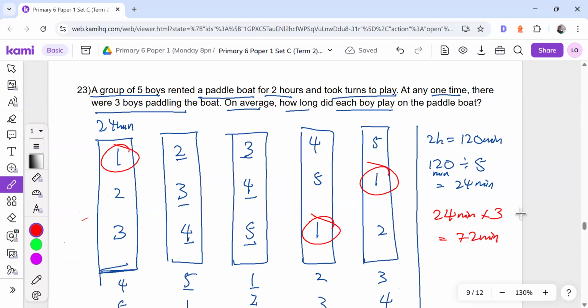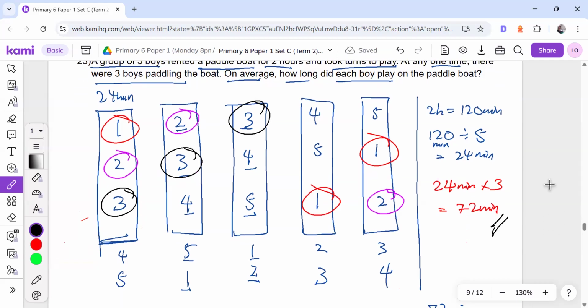How about the second player? If you don't believe, then second player, 1 game, another 1 game, and then another 1 game. Second player also play 3 games. How about the third player? Third player, you go and look third, third, and third. So everybody play 3 games, right? So one game is 24 minutes, you times 3, and that's how you get how long each person play.